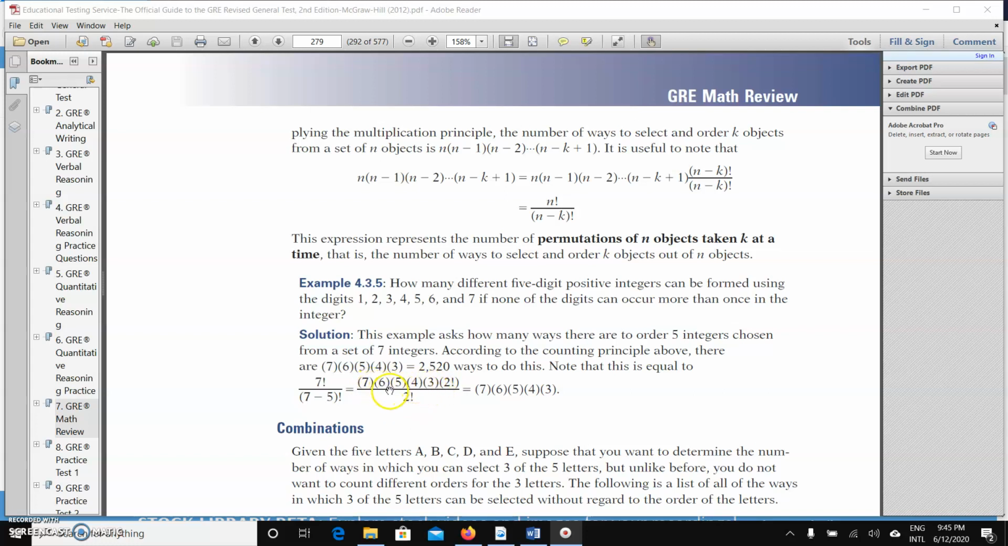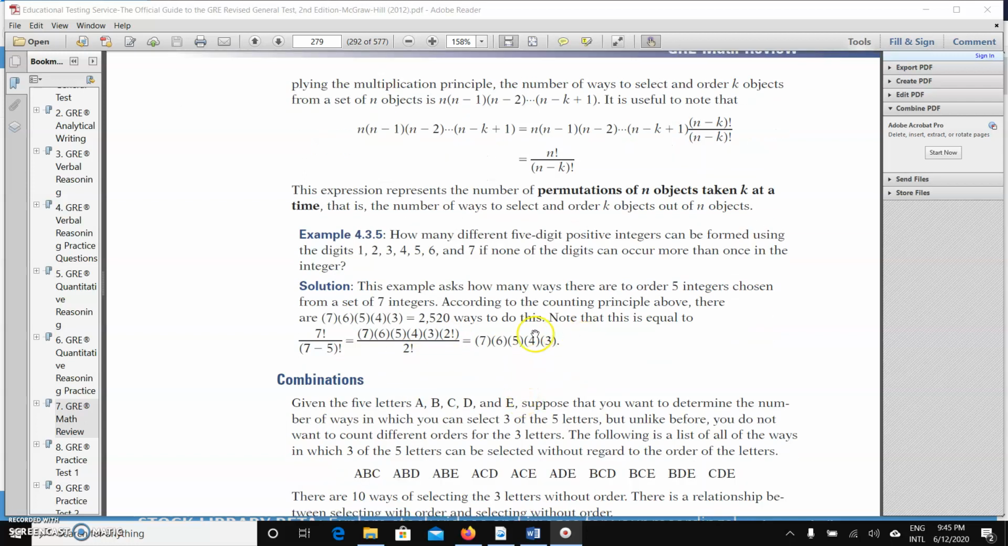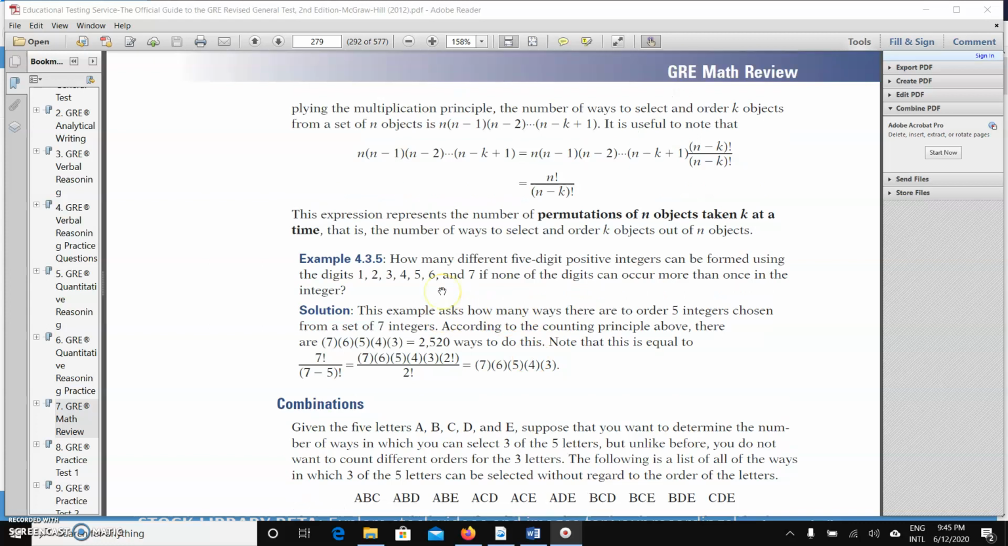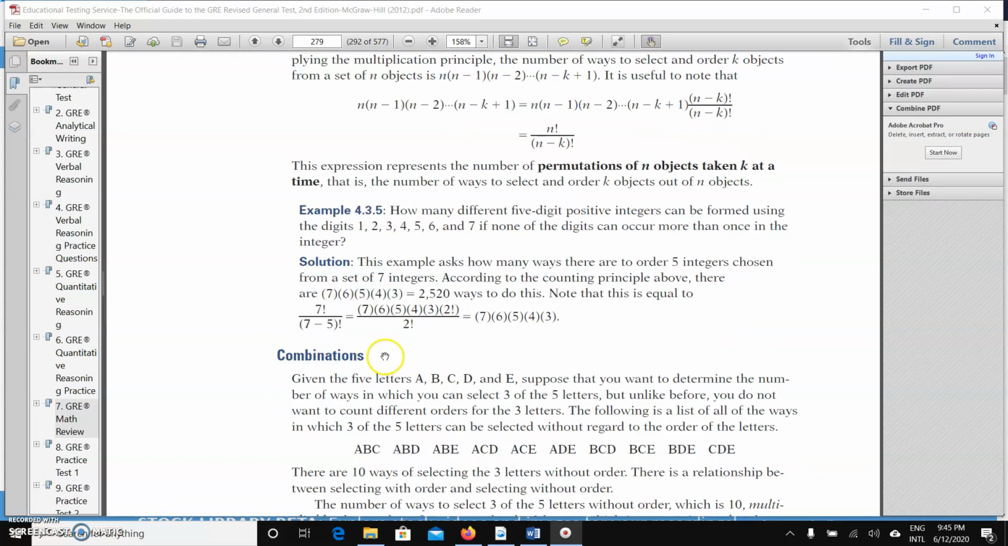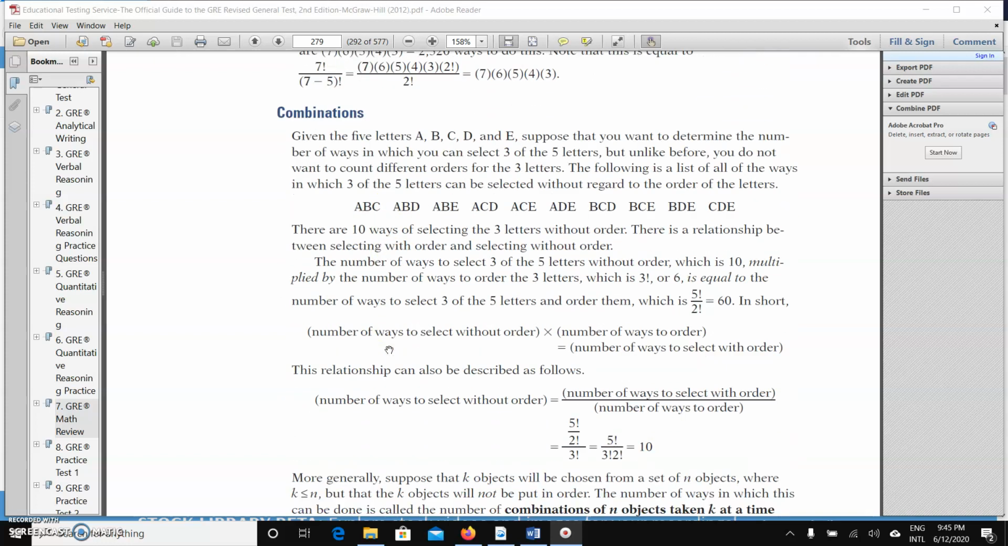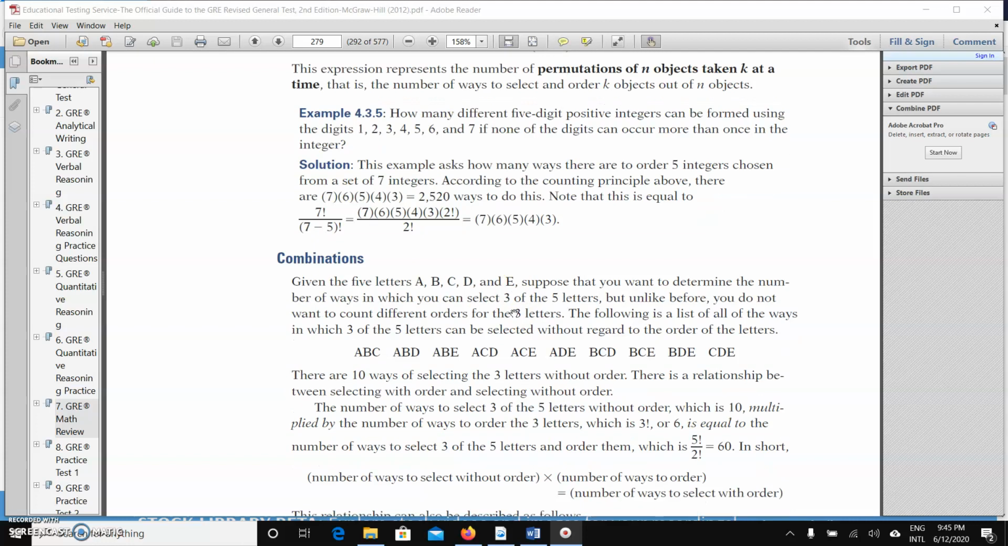So you just have 7 times 6 times 5 times 4. In this case we have 2 factorial, so they stop at 2 factorial. They divided this, and they have this number. So that's permutation. That's how to use the formula. But I want you to try it yourself, and let's see how far you can go. For combination, it's the same principle as permutation.